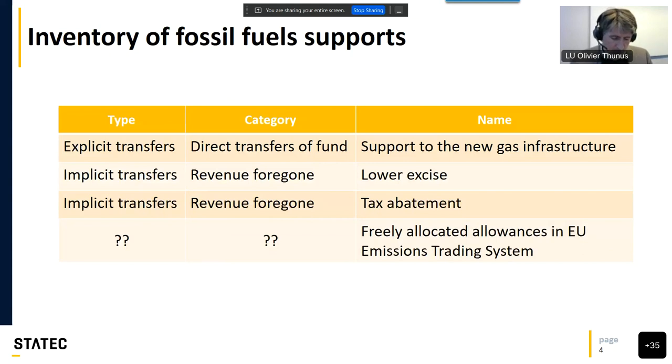The idea was to make a list of all supporting measures and then try to quantify each measure. This is the inventory approach presented by Claire and promoted by OECD. And you see here the list of supports that we have identified. On one side, we already discussed explicit transfers, meaning direct transfers from the government to some company. We don't have so many transfers of this kind in Luxembourg. We only found one transfer for the new gas infrastructure in 2021.